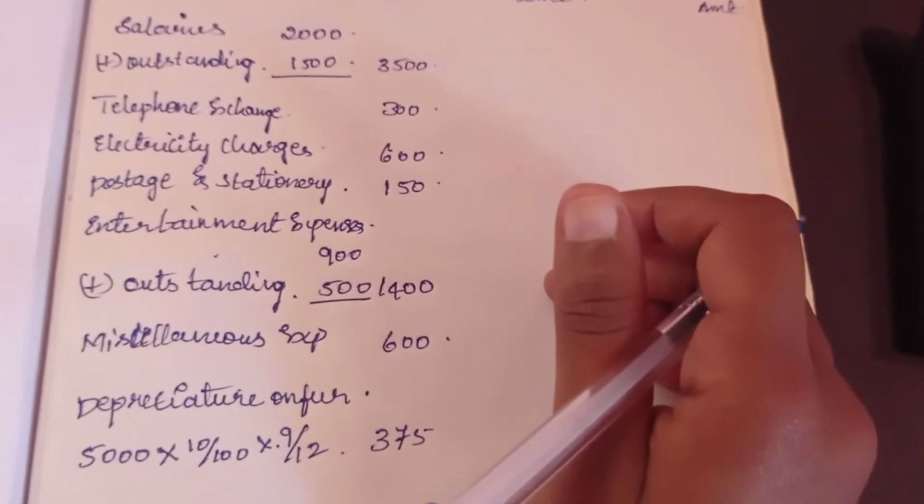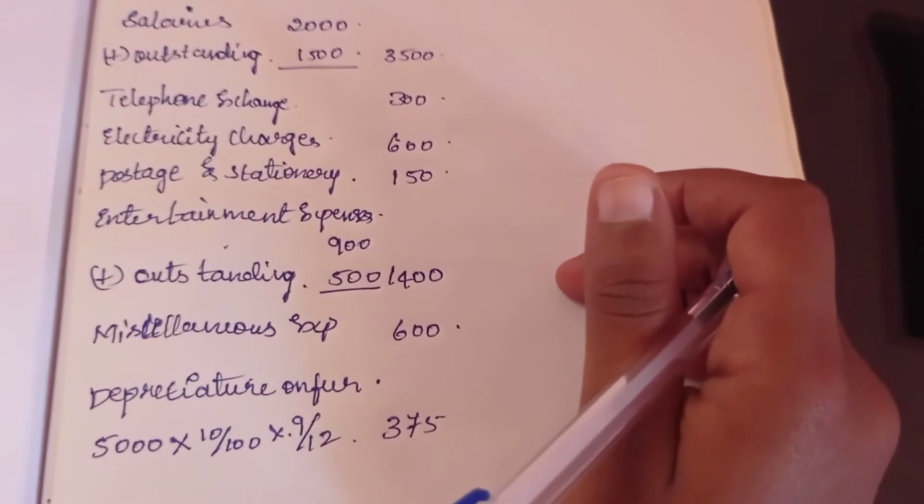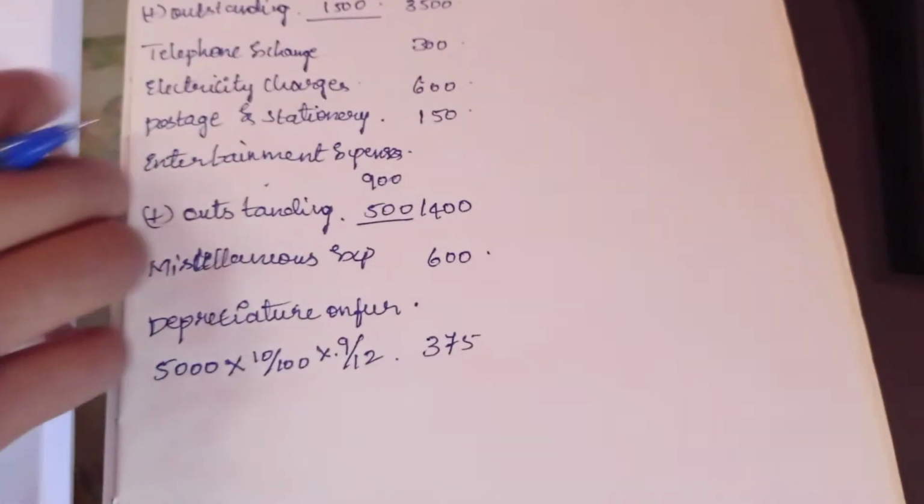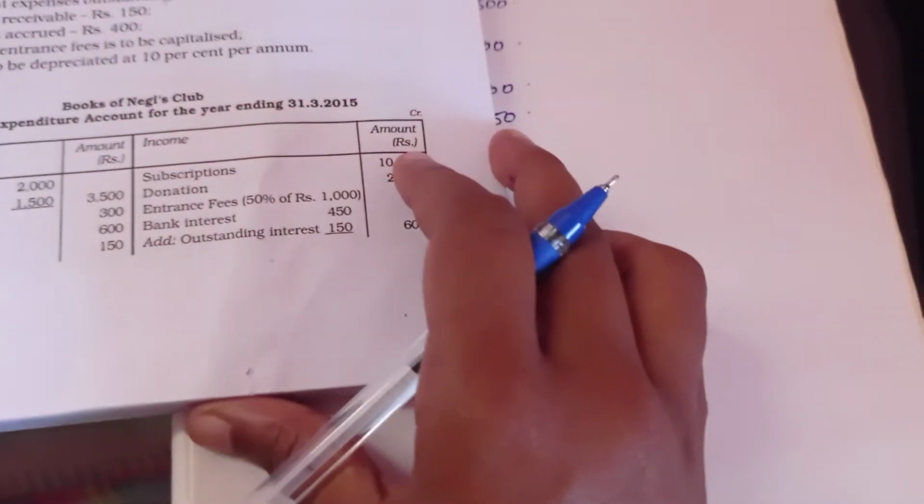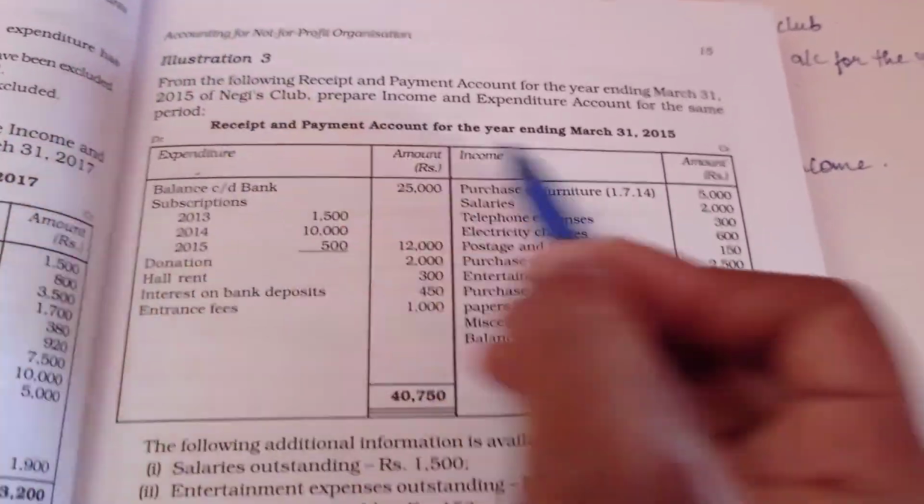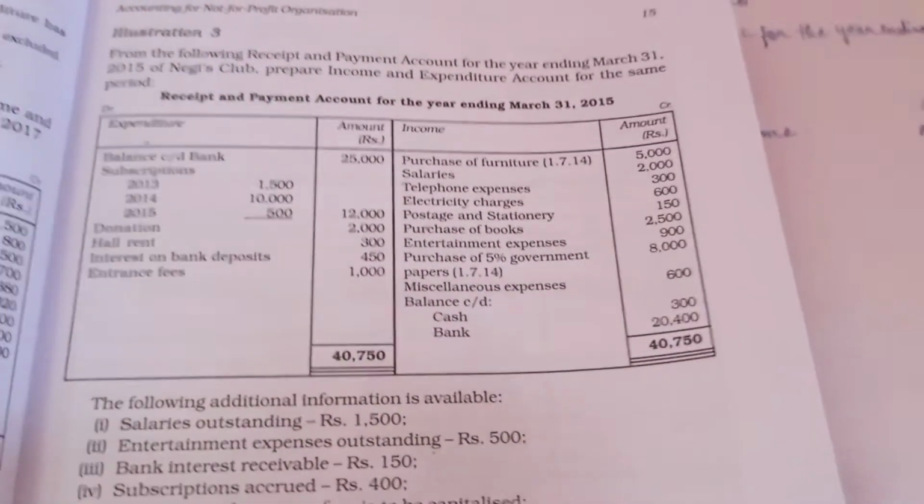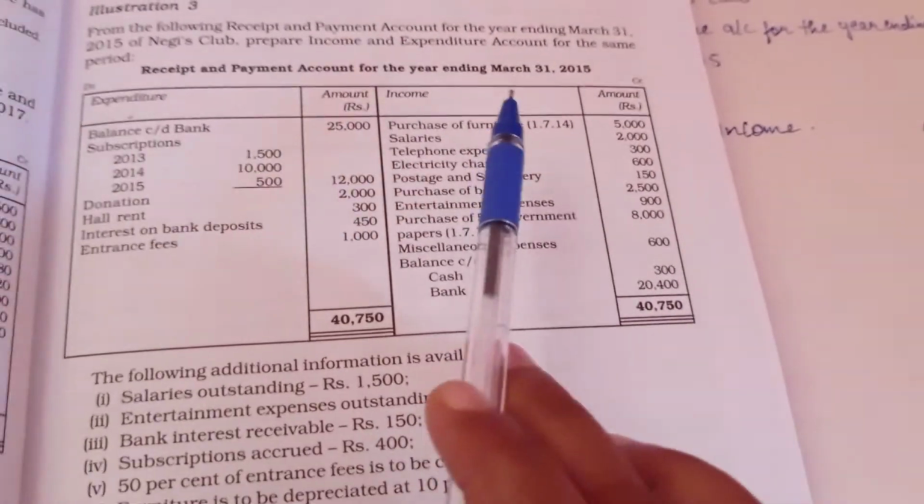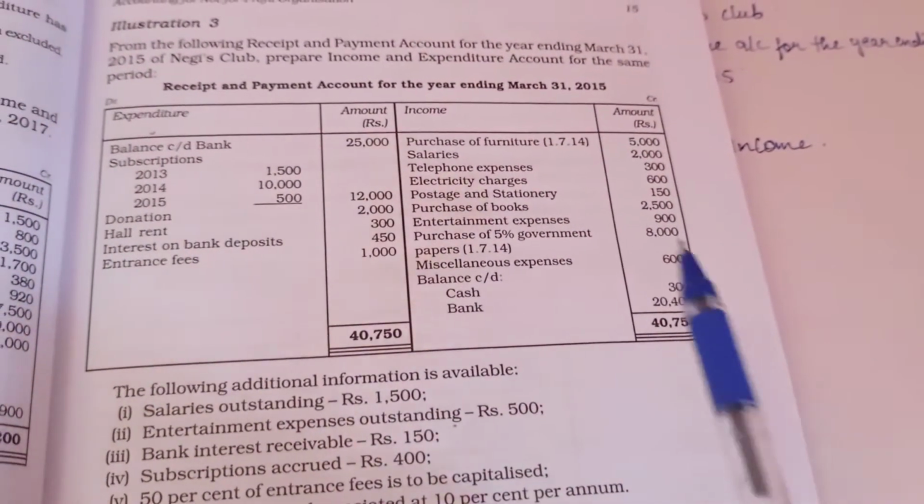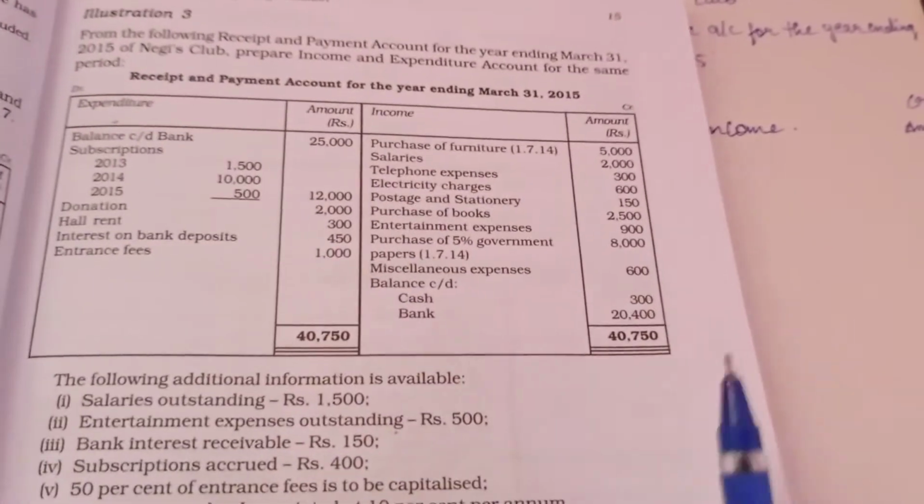Now let us come to the expenditure side under receipt and payment. Please correct, there is a mistake in the question they have given. They have mentioned receipts in the place of expenditure and payments in the place of income. Please correct it in the question. So we have to transfer the payment items into expenditure and receipt items into income. Please change it.